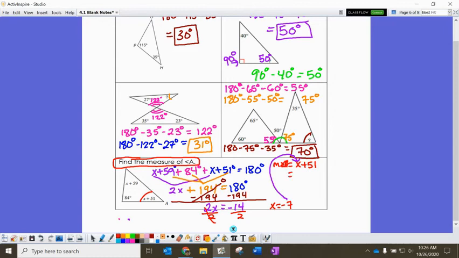So the measure of angle A is going to be negative 7 plus 51, or 51 minus 7, which is usually how I like to think of that, which is just 44 degrees. So the measure of angle A is 44 degrees. All right, we are working now some serious algebra.